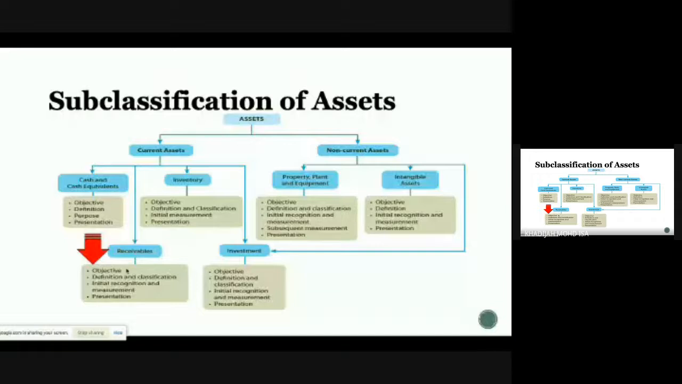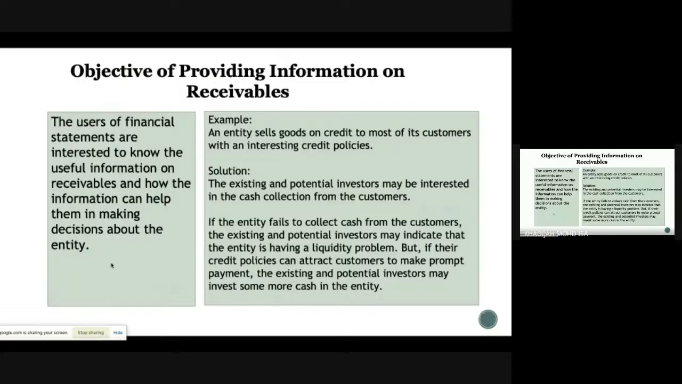Under receivable, we're looking at the objective and the definition and classification, initial recognition and measurement, and the presentation. All these four items are what you should be able to do or understand under the topic of receivable. So what is the objective of providing information on receivable? The objective is that users of financial statements are interested in useful information on receivable and how it can help them in making decisions about the entity.